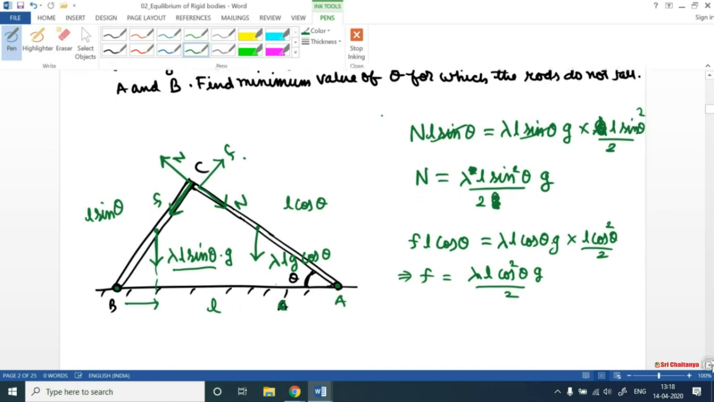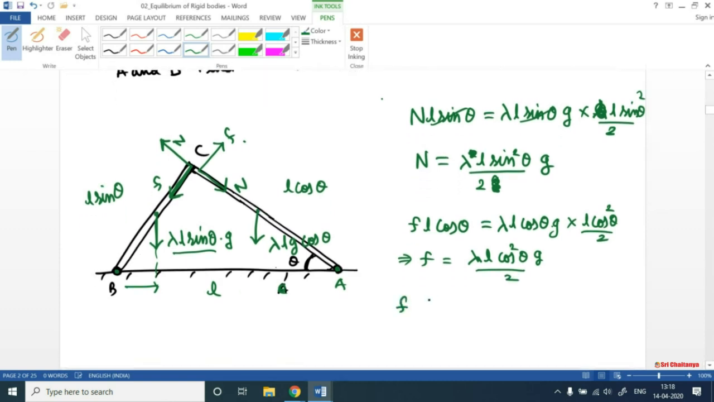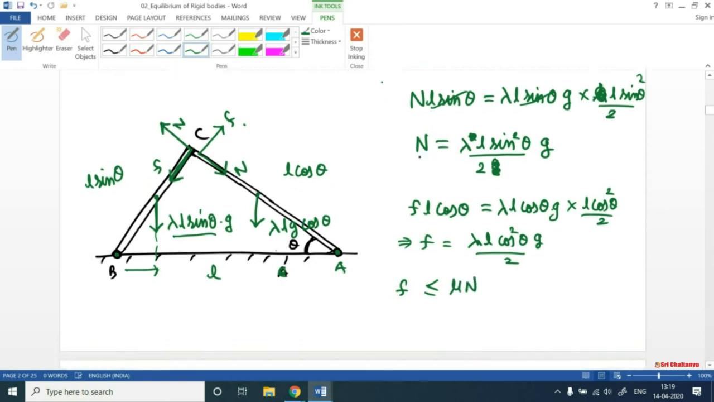From here we can say that F should be less than mu N. Substituting the values of F and N and solving, we get tan square theta must be greater than 1 by mu. So the minimum value of tan theta here will be 1 by root mu. So that is this question.